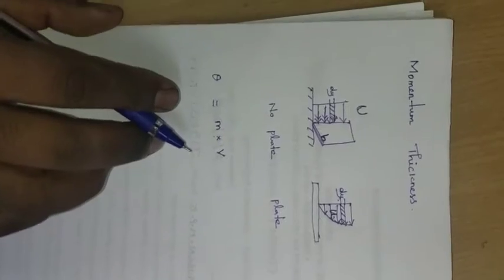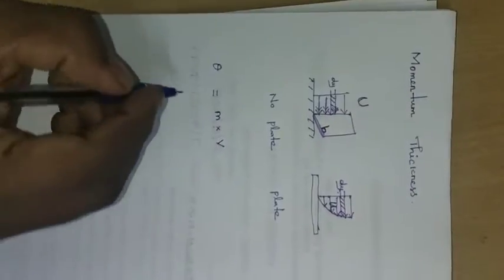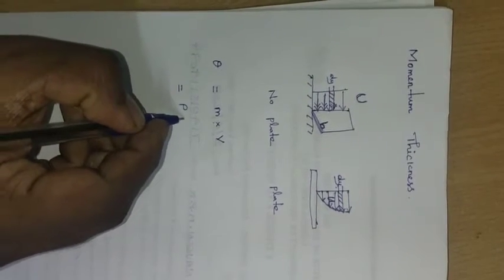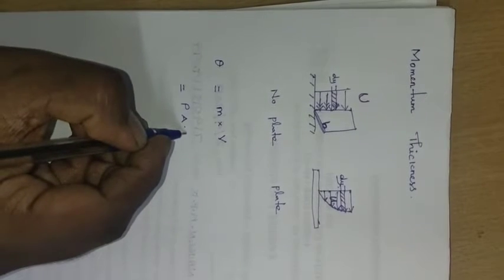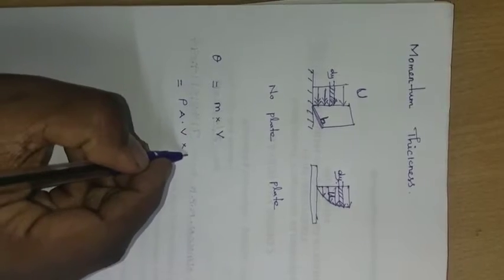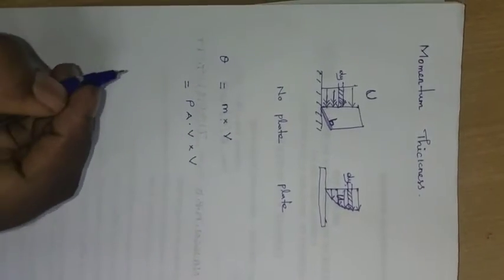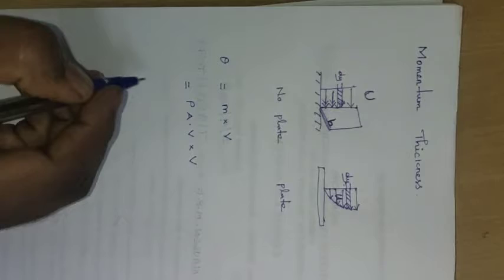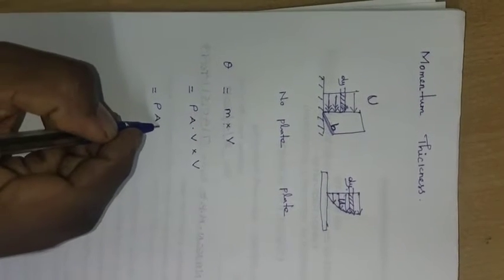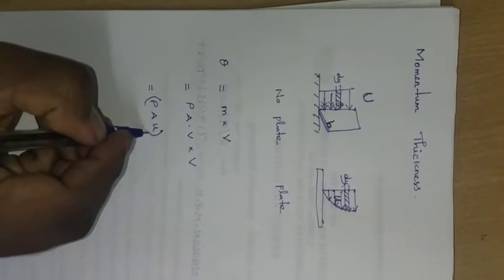So why we are discussing breadth and dy means, here we are going to rewrite the mass like this: density into area into velocity, into again velocity, because it is momentum, right? So here for the first case, the momentum will be rho a small u into capital U. So this is the momentum for the first case.